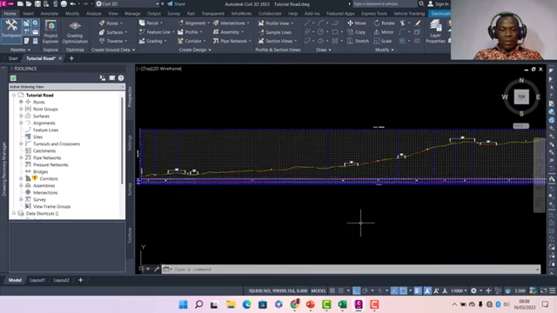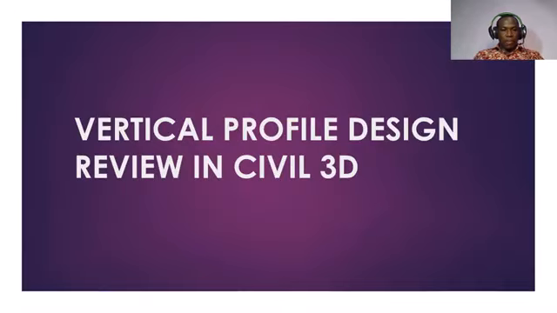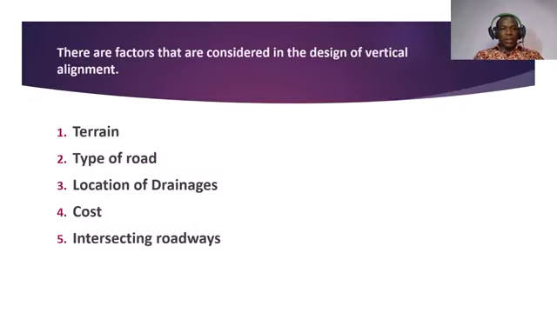So before that, I'll just take a brief overview of what the vertical profile is, and how important it is to design it accurately. If you see my screen, you will see that there are factors that are considered in the design of a vertical alignment. These are terrain, type of road, location of drainages, cost, and then intersecting roads. So you want to design a vertical profile in a way that it follows the terrain. Of course, you must have cut and fill and things like that.